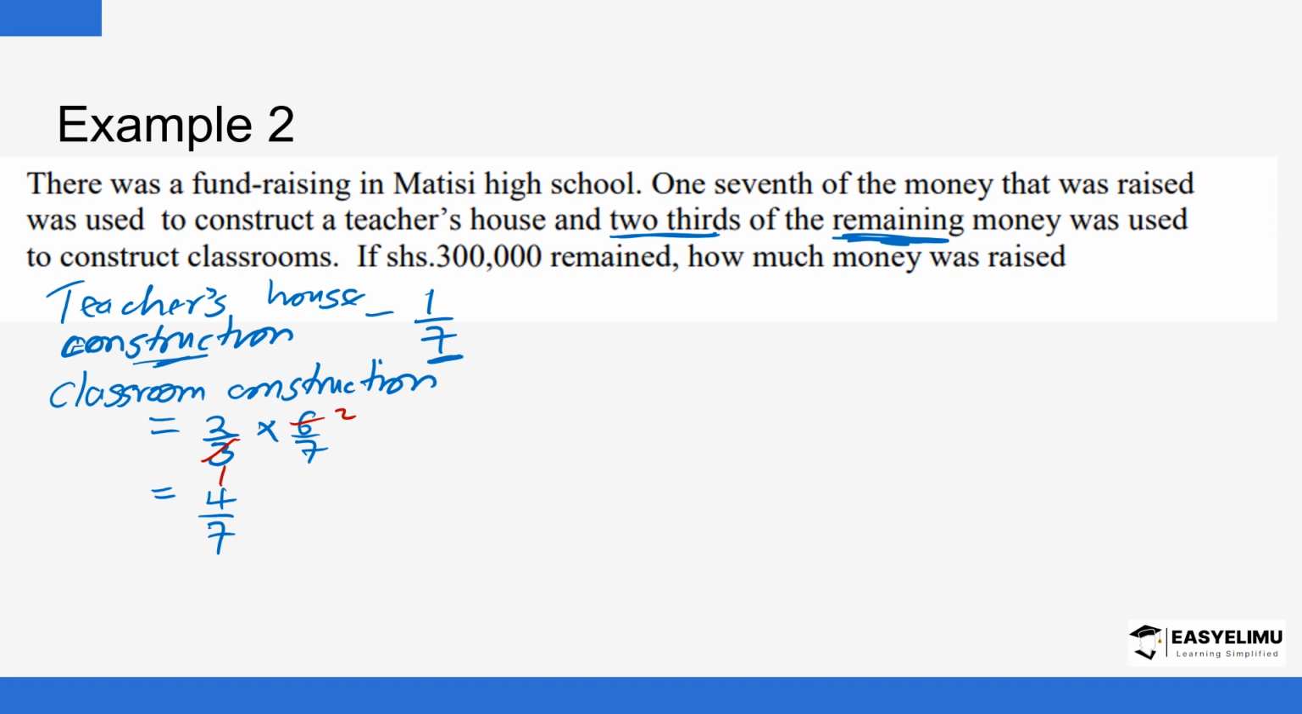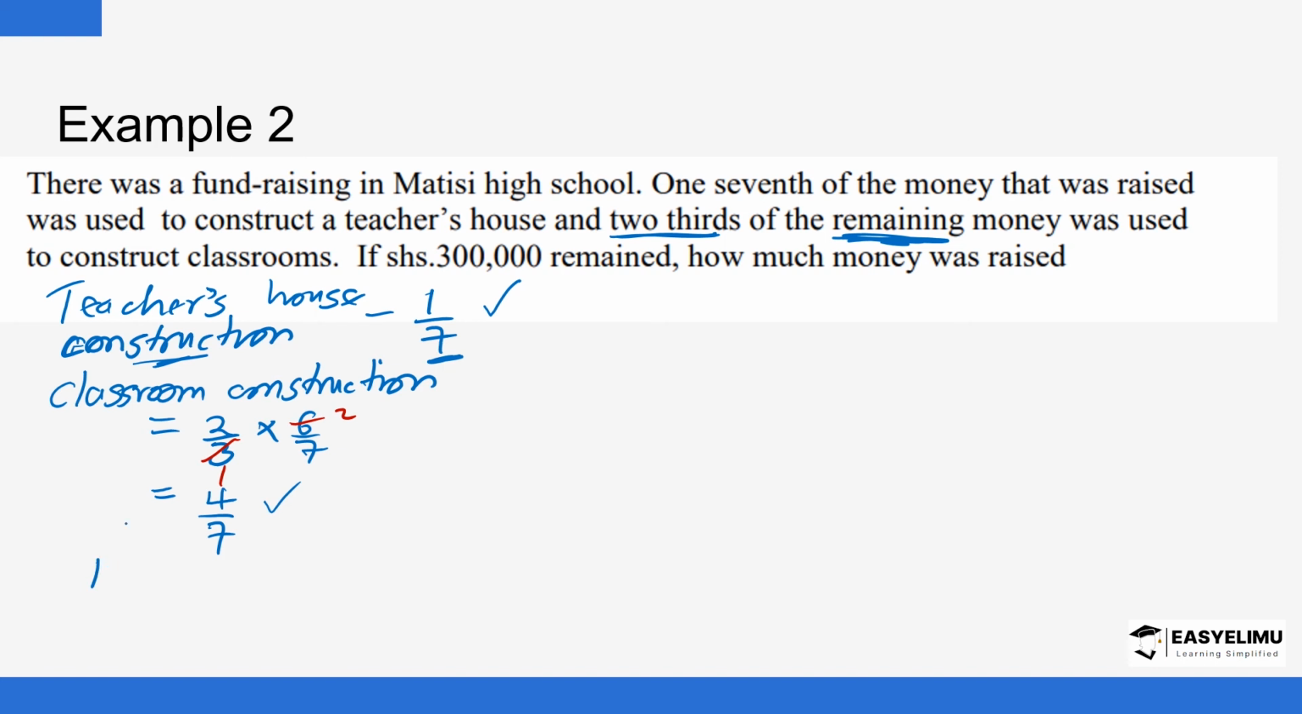What we are told after this is that if 300,000 remained, so you see, we have consumed 1 over 7, we have also consumed 4 over 7. So what is remaining? So for us to know what remains, which is equivalent to 300,000, we should add the 2 and then we subtract from 1. Remember, fraction is part of whole. So we subtract from 1. So the whole amount is 1.